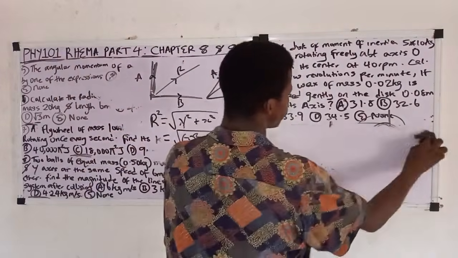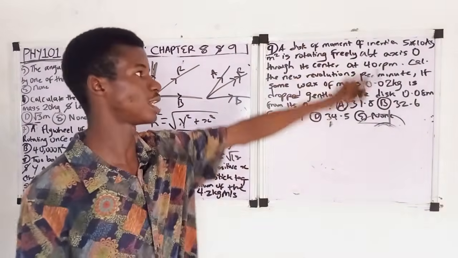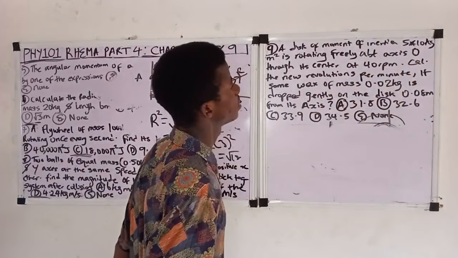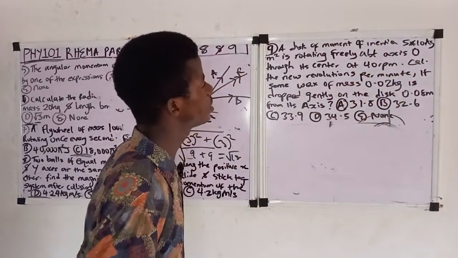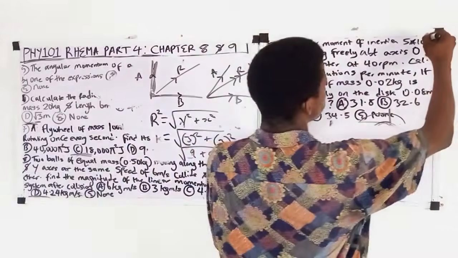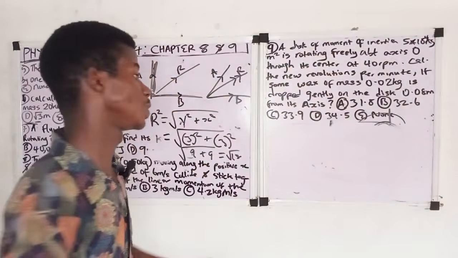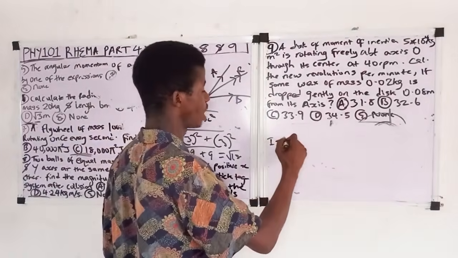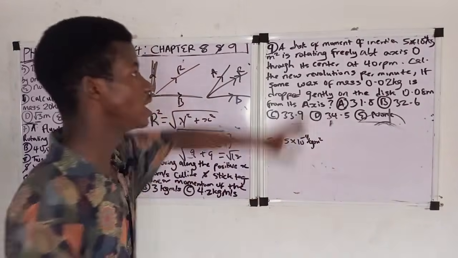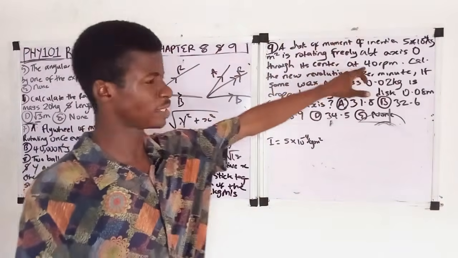Under part 4, the last question says a disk of moment of inertia 5 times 10 raised to the power minus 4. So the moment of inertia of this disk is 5 times 10 raised to the power minus 4 kg meter squared. It's rotating freely about its axis through its center at 40 revolutions per minute.